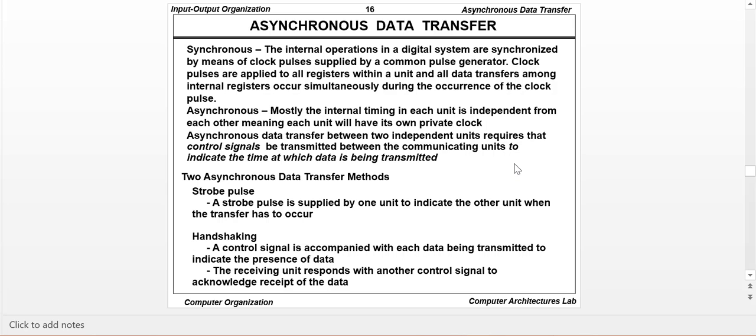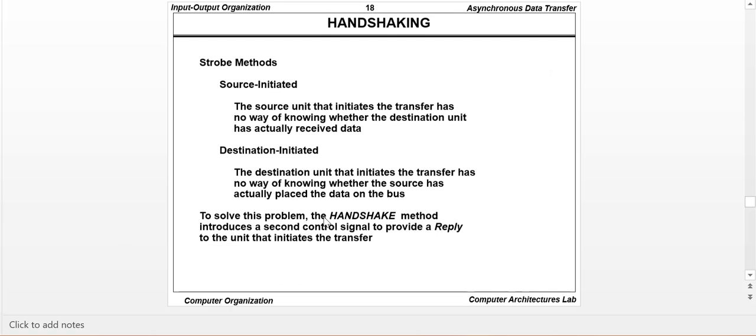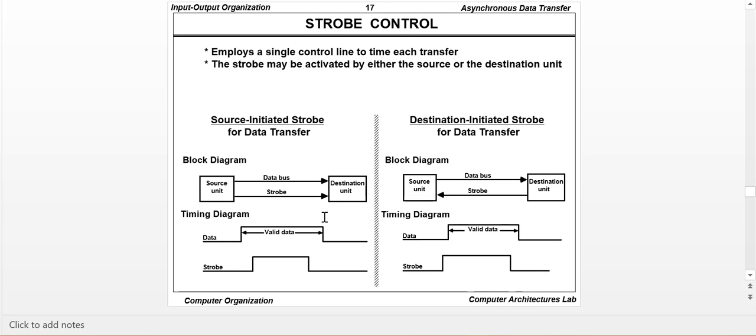So in strobe pulse there will be only a single control signal, whereas in a handshake there will be two control signals. From this itself we can understand that handshaking is more advantageous than the strobe pulse. We will first see what strobe is in detail, what is strobe control.